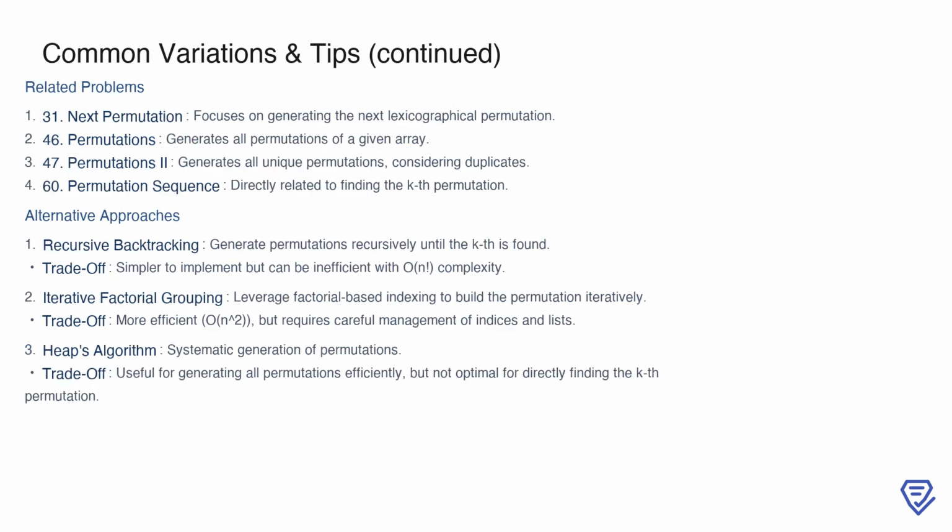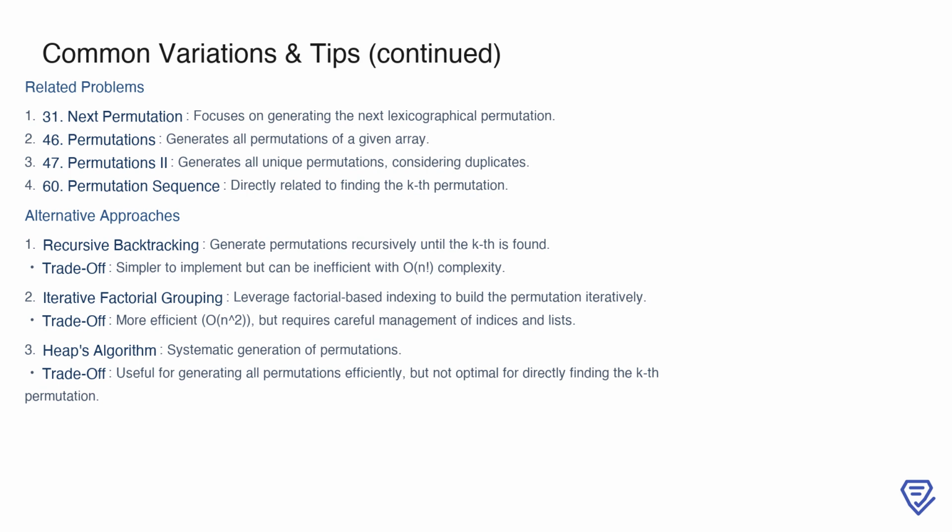The permutation sequence problem has connections to several related problems. For example, Problem 31, next permutation, focuses on generating the next lexicographical permutation, while Problem 46 generates all possible permutations of a given array. Problem 47 is an extension of this, generating all unique permutations while accounting for duplicates. And of course, Problem 60 is directly concerned with finding the Kth permutation, making it the core focus here.